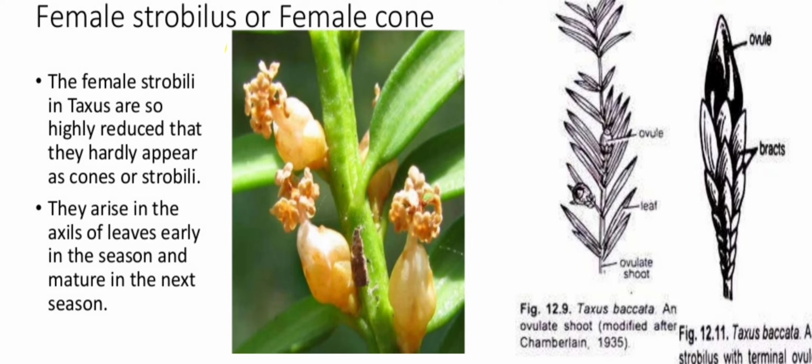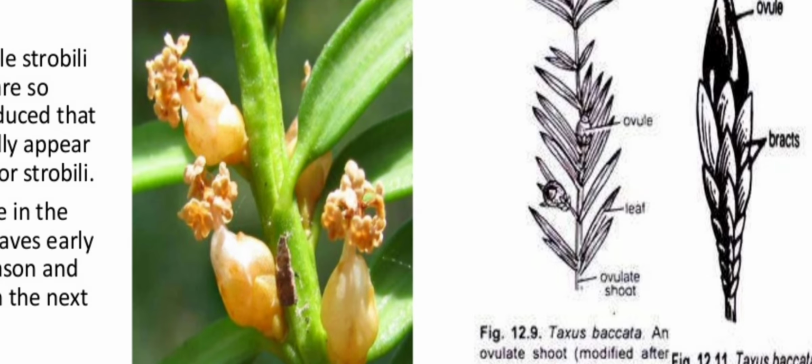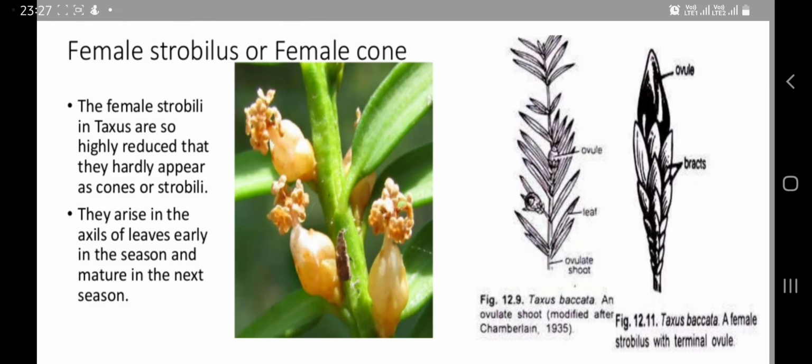Students, the female strobili in Taxus are so highly reduced that they hardly appear as cones or strobili. They arise in the axil of the leaf early in the season and mature in the next season. You can see here Taxus baccata bearing an ovulate strobilus.